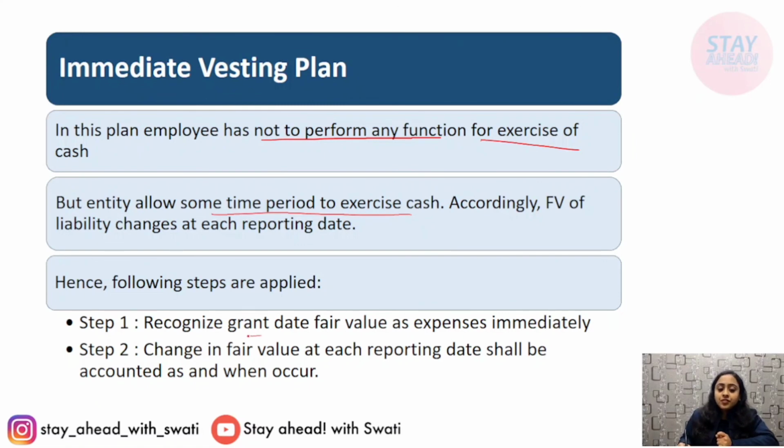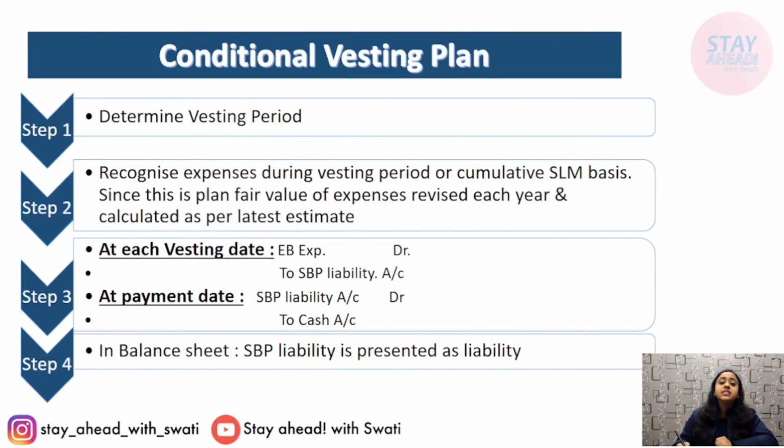Following steps: firstly, recognize the fair value at the grant date as the expense, that will be an outflow. Secondly, the change in fair value at each reporting date shall be accounted as and when it occurs. If any changes occur in the fair value of the cash payment, then it will be recognized and recorded at every reporting date. Last comes conditional vesting. In this case, determine the vesting period, recognize expenses during the vesting period or cumulatively on SLM basis. Always recognize such multiple year expenses over the vesting period on SLM basis.